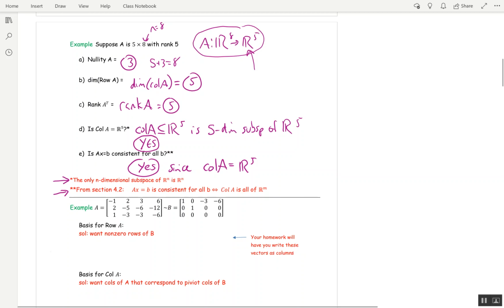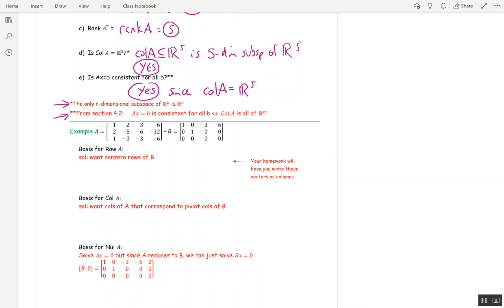Okay, let's do some computation examples. We're given A and its row equivalent B, and we want a basis for row A. So if you look in the chart on the first page, to find a basis for row A, you take the non-zero rows of B. So that's just easy. You can just write them down. 1, 0, -3, -6, and 0, 1, 0, 0. Your book, when you do your MyMathLab homework, will have you write those as columns, but I'm going to write them as rows.